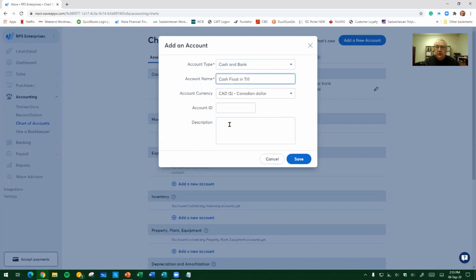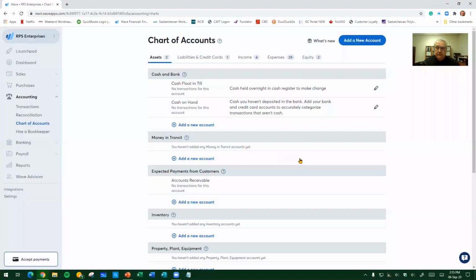And so do we need to put a description in here? No, we really don't. I've put a description here that I think will do the job very well, but I could put, cash held overnight until in cash register to make change. Could do that, don't really need to, but that's fine. And so we can save that. And we now have another account that has been added to our chart of accounts.